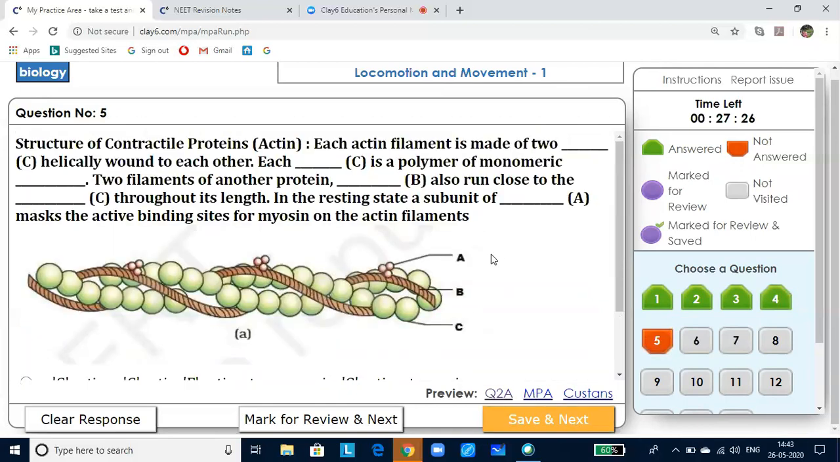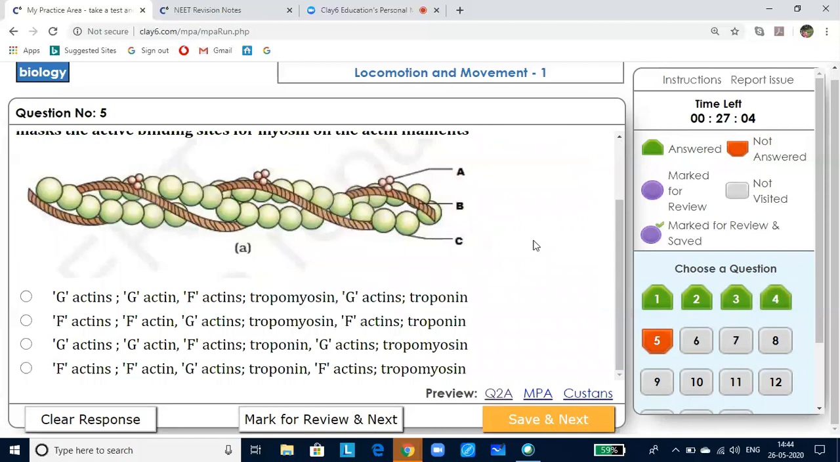Structure of contractile proteins, that is actin. Each actin filament is made up of two F actins helically wound to each other. Each F actin is a polymer of monomeric G actin. Two filaments of another protein, tropomyosin, also run close to F actin throughout its length. In the resting state of a subunit of troponin, masks the active binding sites for myosin on the actin filaments.